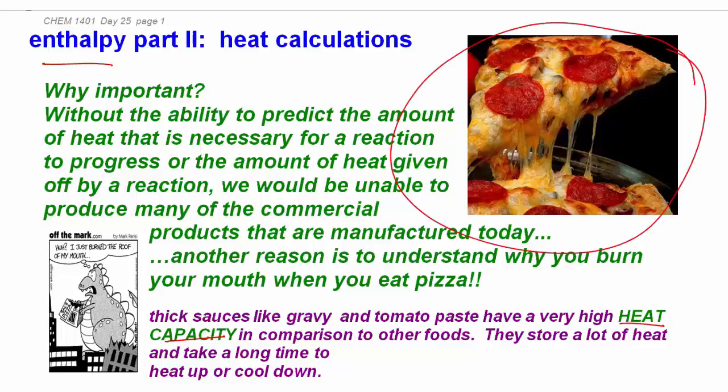If you take a bite out of pizza that freshly came out of the oven, that thick stuff with a lot of tomato paste, you almost always burn your mouth. No matter how much you blew on the thing, it burns. The reason why is those very thick tomato pastes have a very high heat capacity in comparison to other foods. That means they store up a lot of heat, and they have to release a lot of heat for the temperature to go down just a little tiny bit. So we're going to talk about those types of materials along with thermochemical equations and do some more predictions with heats and reactions.